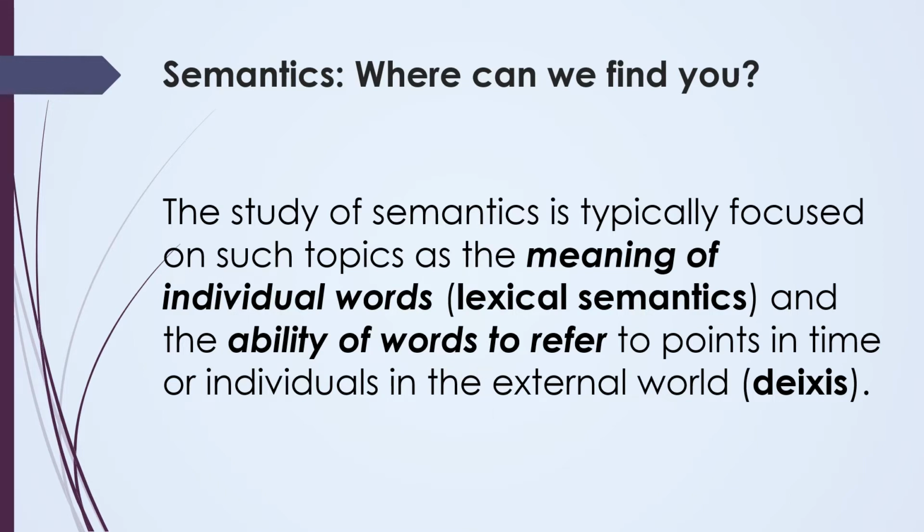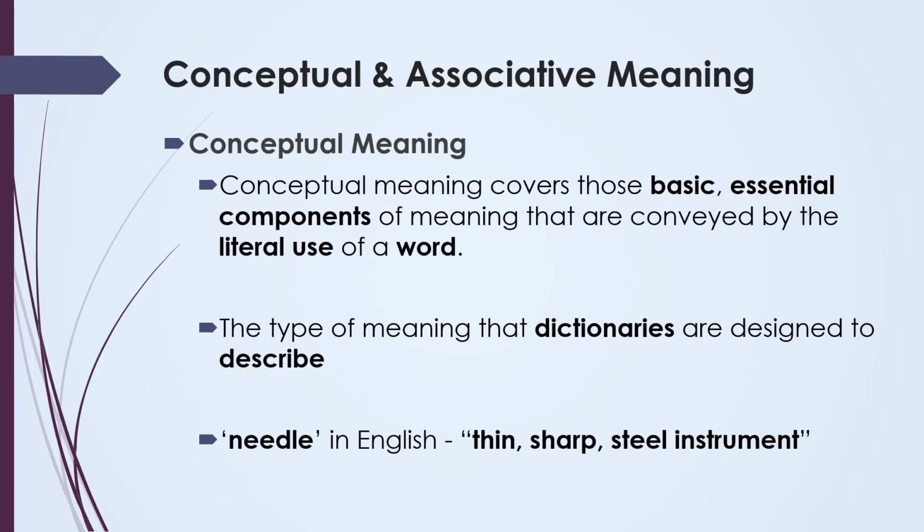Let's have a table or chart to have a better idea on this. After some slides: conceptual meaning and associative meaning. Both particular structures are talking about the meaning. One is conceptual and another one is associative. What do conceptual and associative meaning refer to?